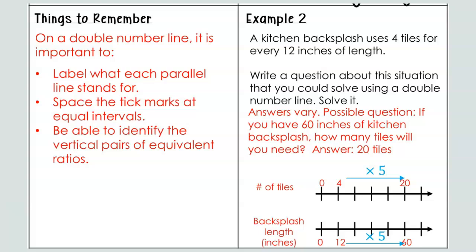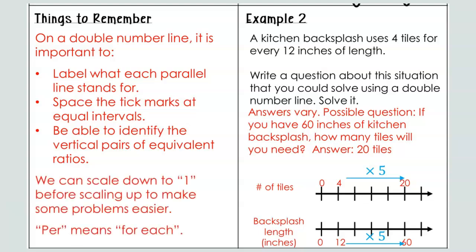Things to remember. On a double number line, it is important to always label what each parallel line stands for, space the tick marks at equal intervals, and be able to identify the vertical pairs of equivalent ratios. We can scale down to 1 before scaling up to make some problems easier. Remember, per means for each.